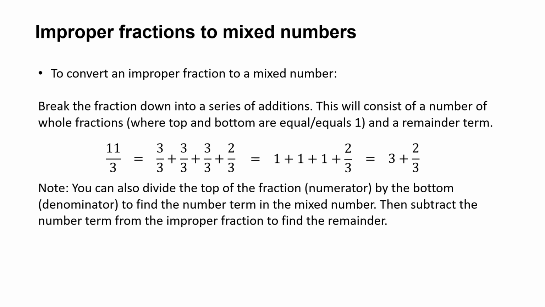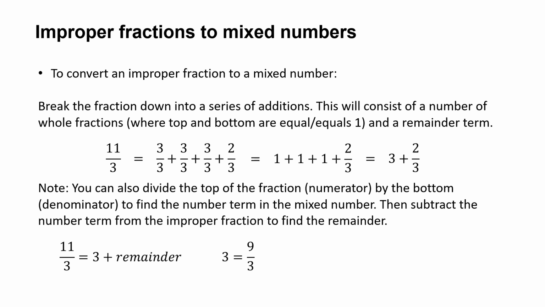There is another way to do this. So use whichever method you find easiest, but you can also divide the top of the fraction by the bottom, and this will give you the number term in the mixed number. So for example, when we have 11 over 3, 11 over 3 is going to be 3 with some remainder. And then we just have to find what that remainder term is.